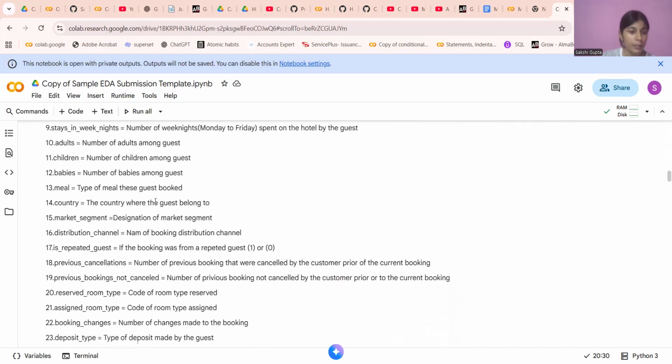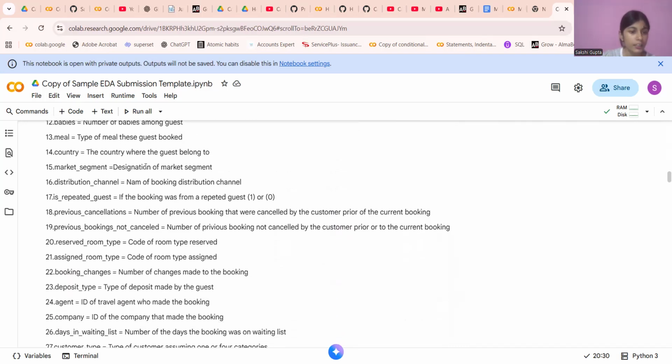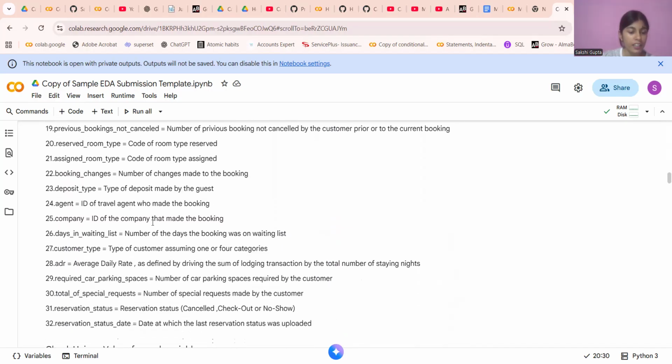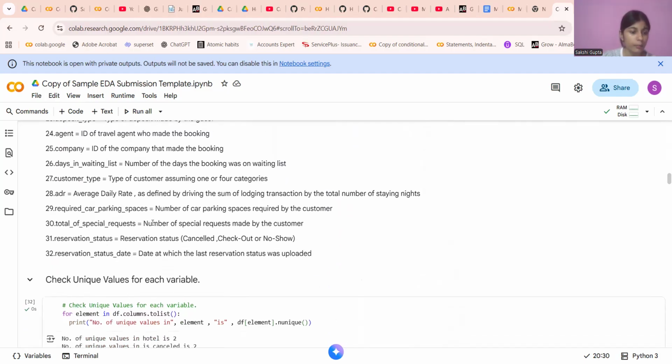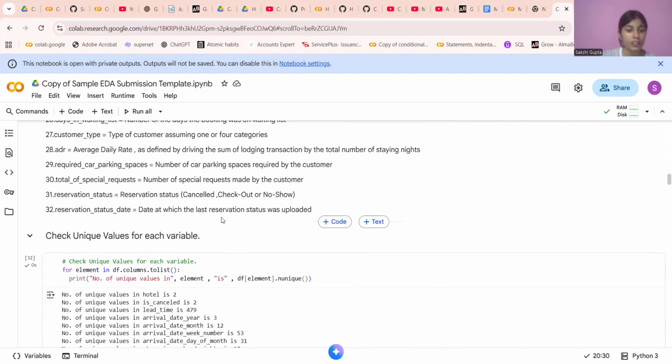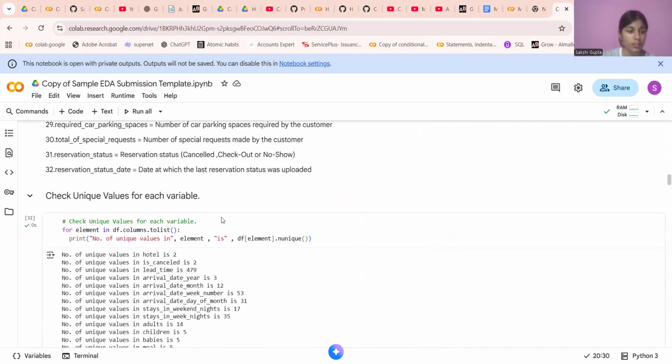Children, the number of children among guests. Country, the country where the guest belongs to. Agent, the ID of the travel agent who made the booking. Reservation status date, the date at which the last reservation status was updated.